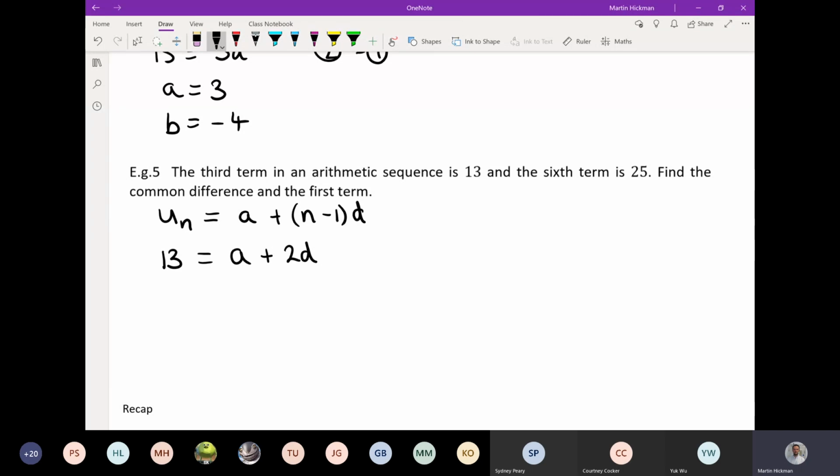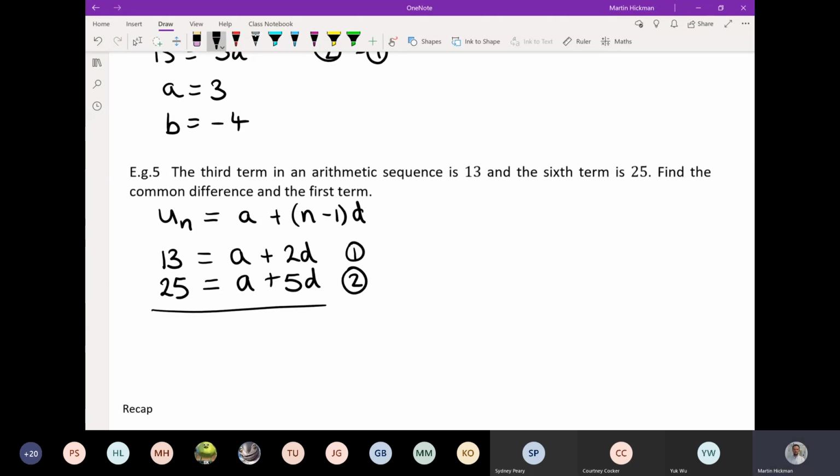So just be careful here. Remember, when we find any term in a sequence, we use n minus 1 in that bracket. So make sure you do 3 take away 1 there for the 2. And then for the 6th term, we do 6 minus 1, so we just put n as 6 there. And we've got our 2 equations. So just be careful. The 3rd term, you're going to have 2d. The 6th term, you're going to have 5d. It might be tempting to think you're going to have 3d and 6d there, so just be aware of that.